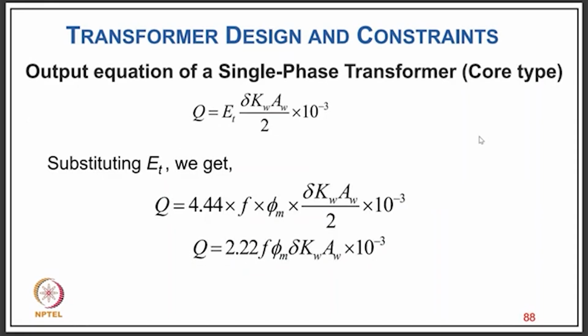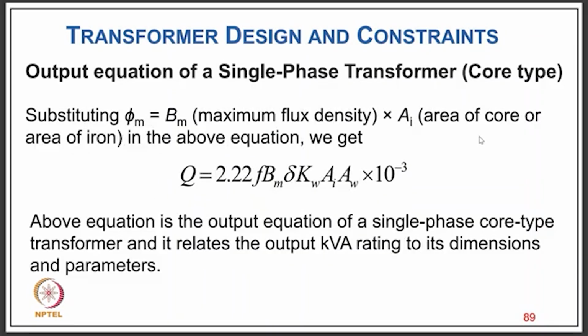And now substituting ET, what is ET? A voltage induced in a single turn. It will be Q equal to 4.44 F phi m into delta KW AW by 2 into 10 to the power minus 3. Here a factor of 2 is cancelled out, so Q equals 2.22 F phi m delta KW AW into 10 to the power minus 3. Now putting the value of phi m equal to Bm into Ai, that is the maximum flux density and the area of the core, we call it Q equal to 2.22 into F into Bm into delta into KW into AI into AW into 10 to the power minus 3.